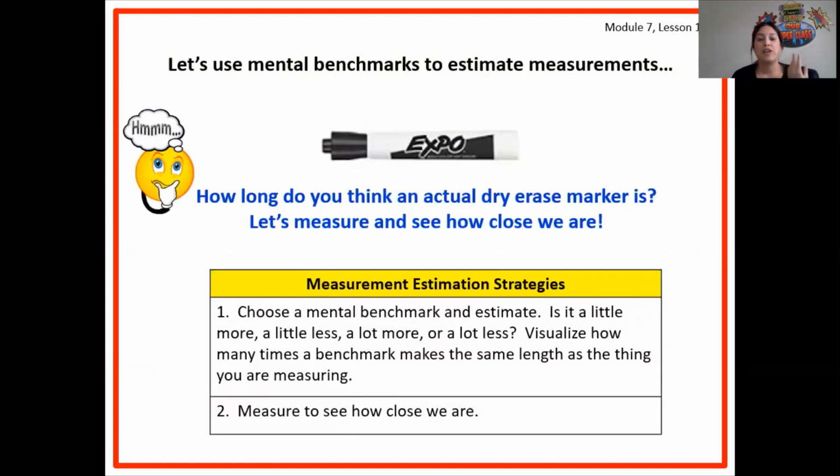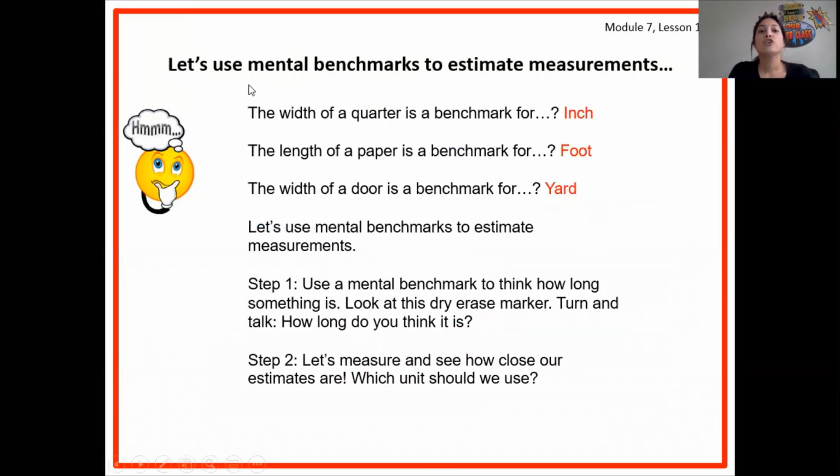Okay. So again, remember the steps. So let's try this again. You're going to use these mental benchmarks to estimate measurements. Remember the width of the quarter is a benchmark for what? For an inch. The length of a paper is a benchmark for what? A foot. The width of the door is a benchmark for a yard.